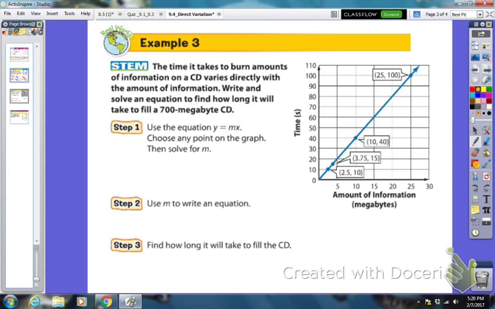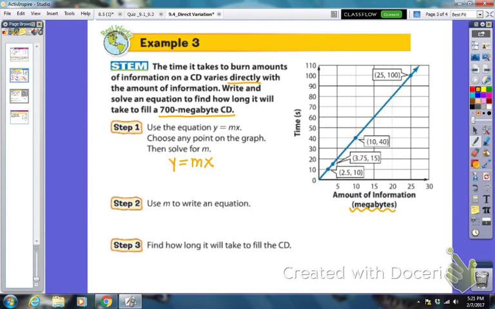All right, so here's another example. If you are burning a CD, different amounts to a CD, it varies directly with the time. So if you think about this, the more megabytes that you have, the longer it's going to take for the CD to burn. So as one increases, the other increases. So those are directly related. So we need to write an equation to find how long it will take to fill a 700 megabyte CD. So we're going to use the three-step process. Step 1, use the equation y equals mx. So that is the general direct variation equation.